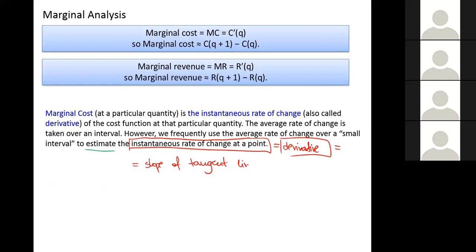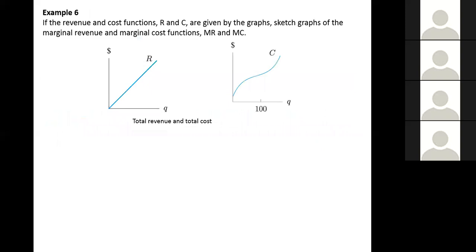Tangent line at that point, the same point, of course. Okay, also you can pause the video and read this. Okay, let's look at a few questions.